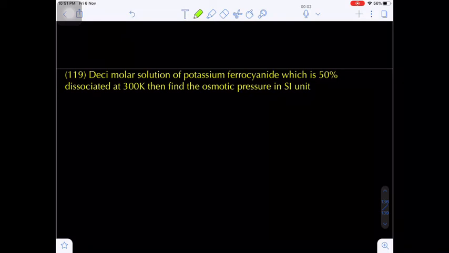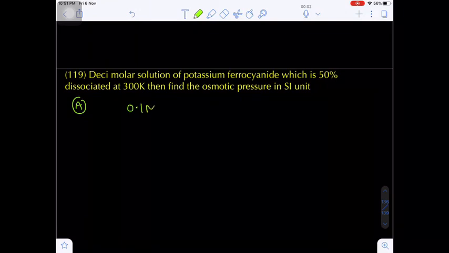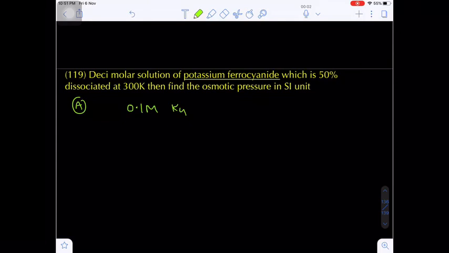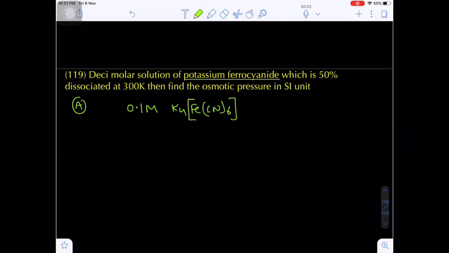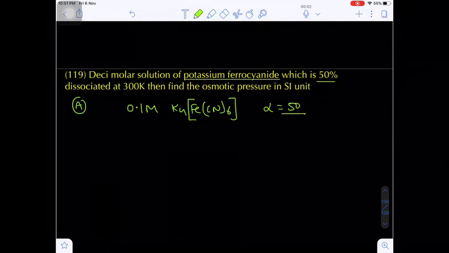Decimolar solution. What is the meaning of decimolar? That means 0.1 molar of potassium ferrocyanide. Just now in this class I explained the formula of potassium ferrocyanide. What is the formula of potassium ferrocyanide? K4[Fe(CN)6]. Yes or no? What is the degree of ionization of potassium ferrocyanide, alpha, which is nothing but 50%, nothing but 0.5.